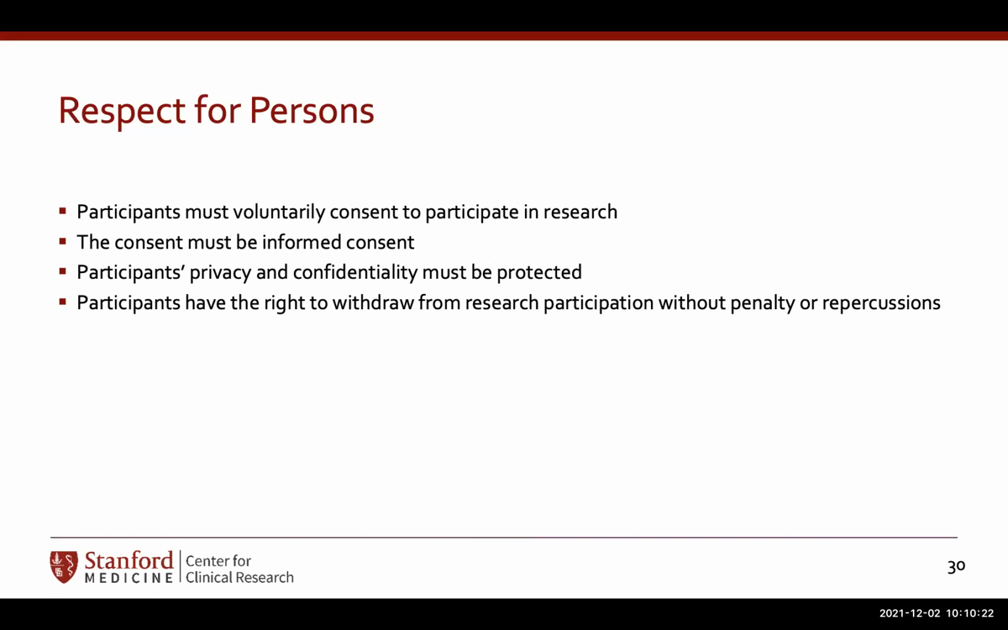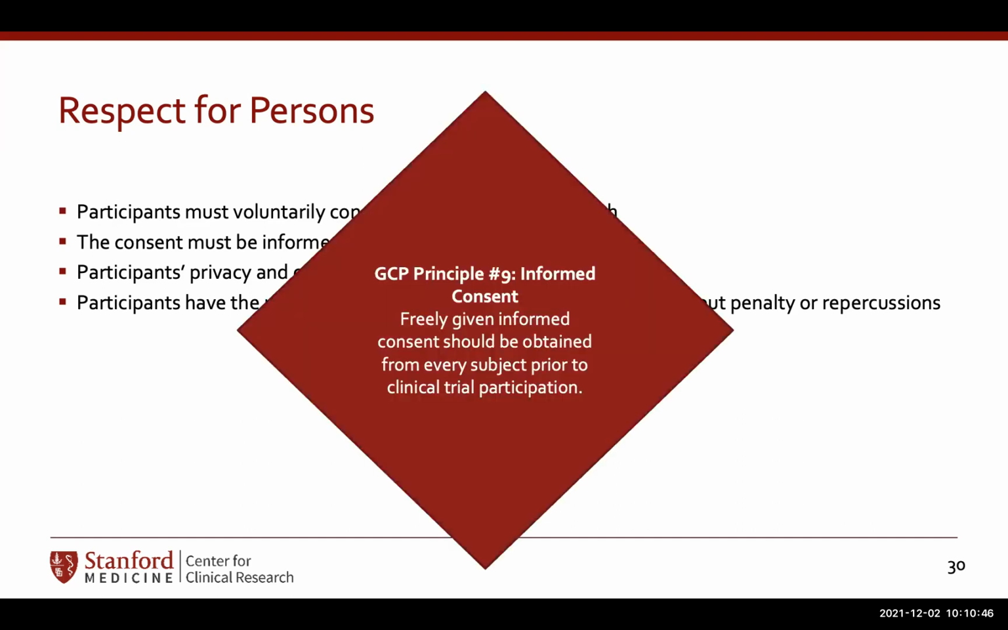Just a couple more bullets here, specifically about respect for persons. So participants must voluntarily consent to participate in research. The consent must be informed consent. Also really important why everybody takes the informed consent class that Susan or I teach. Participants' privacy and confidentiality must be protected, and participants have the right to withdraw from research participation without penalty or repercussions. This has to do with our GCP principle number 9 of informed consent. So freely given informed consent should be obtained from every subject prior to clinical trial participation.